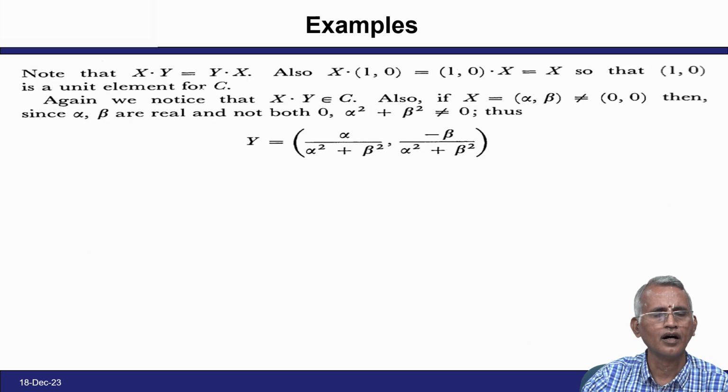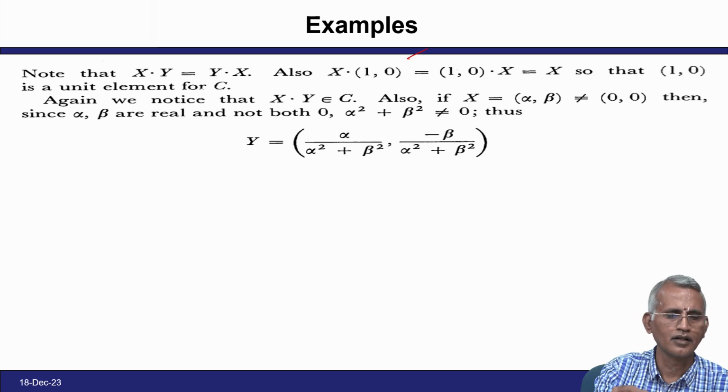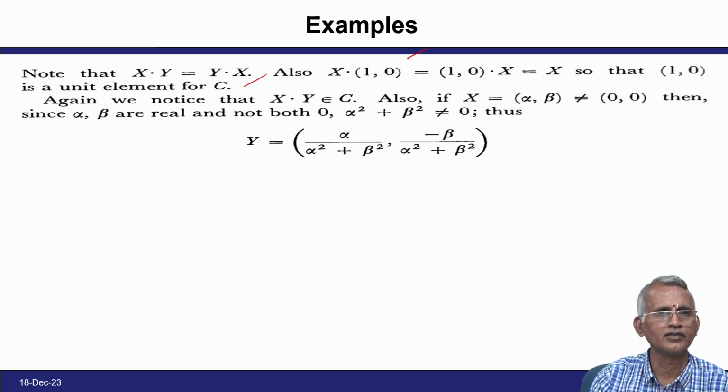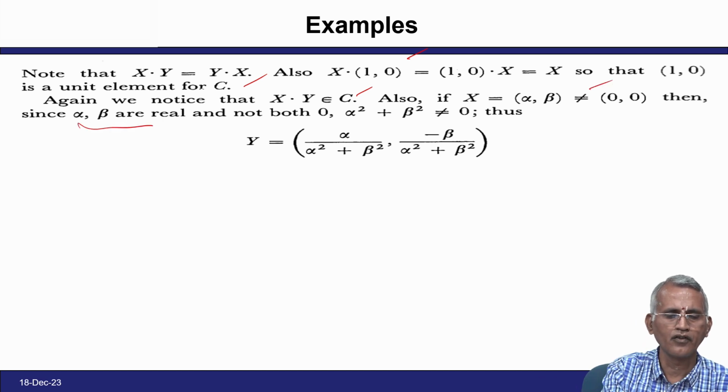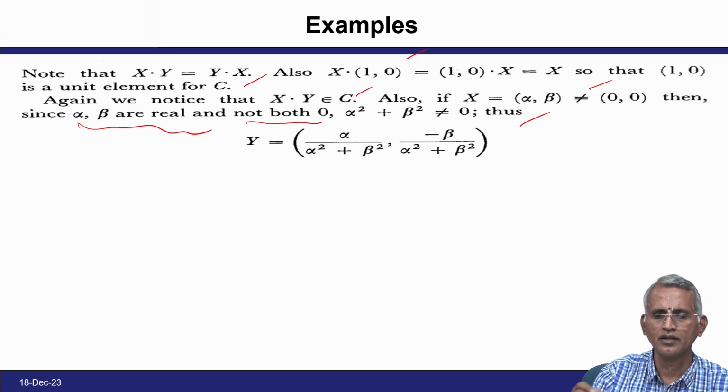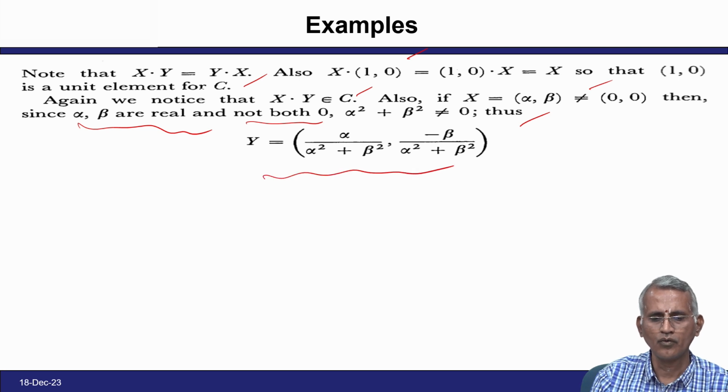So, note that x dot y equal to y dot x, also x into (1, 0) equal to (1, 0) into x equal to x. So, (1, 0) is a unit element for C. Again we notice that x dot y is in C. So, if x equal to (α, β) is not equal to 0, then α and β are real and not both 0, which implies α square plus β square is not equal to 0. Therefore, y equal to (α by α square plus β square, minus β by α square plus β square).